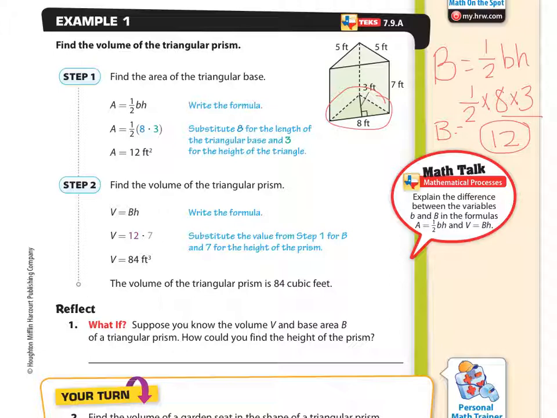Once you know the area of the base, you just multiply it by the height of the prism. In this case, it's 7. So we're going to do 12 times 7, which is 84, and this is feet cubed. So if you're looking at a triangular prism, you're going to do 1/2 the base times the height of the triangle times the height of the prism. Okay?